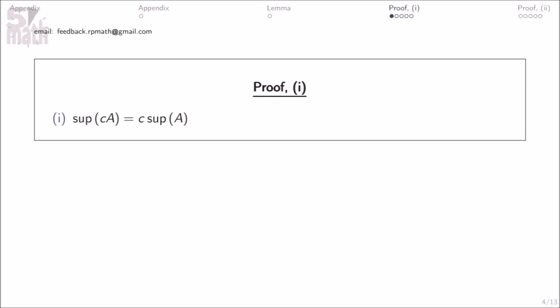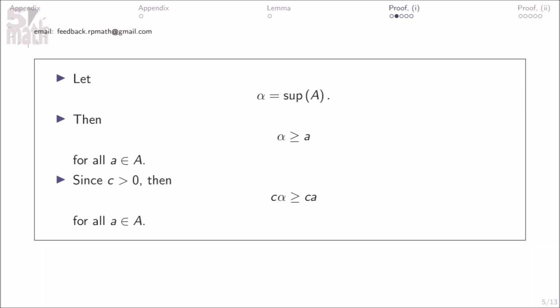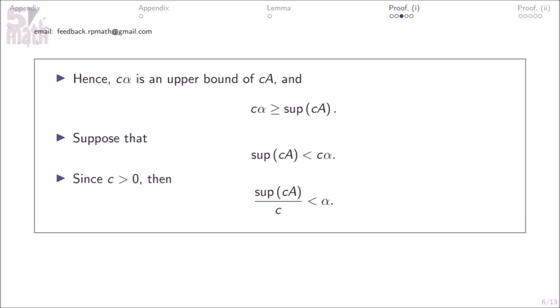Proof 1. Supremum C big equals C supremum big. Let alpha equals supremum big, then alpha is greater than or equal to A for all A in big. Since C is greater than 0, then C alpha is greater than or equal to CA for all A in big. Hence, C alpha is an upper bound of C big, and C alpha is greater than or equal to supremum C big. Suppose that supremum C big is less than C alpha.